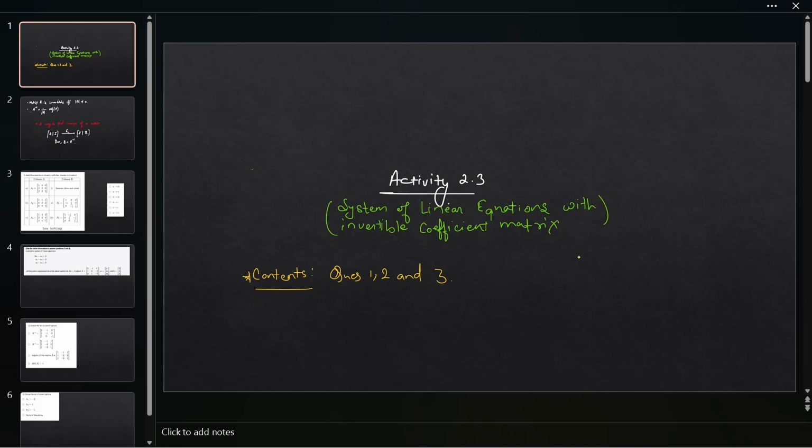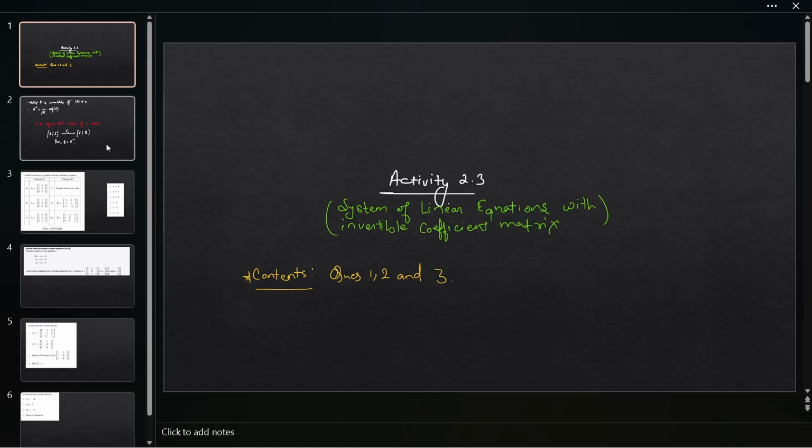Welcome again, everyone. In this video, we are discussing the first three questions of activity 2.3, which is based on a system of linear equations with an invertible coefficient matrix. That means if you are given a system Ax = B, the matrix A, which is your coefficient matrix, is invertible.